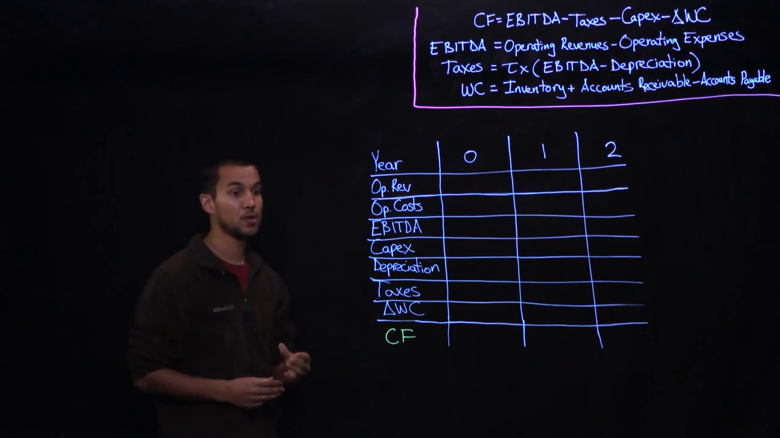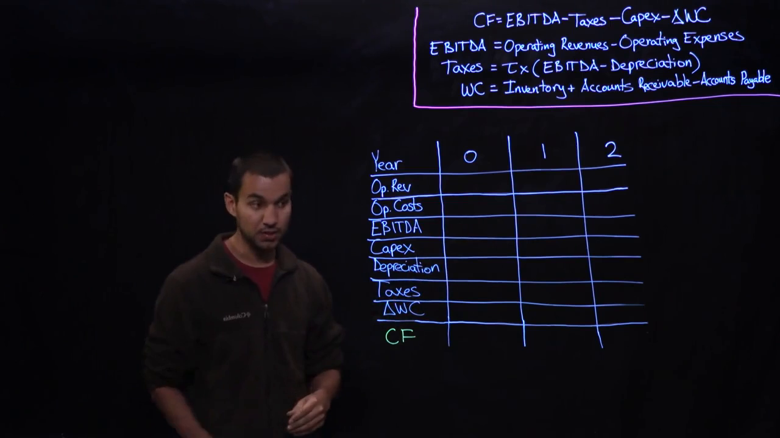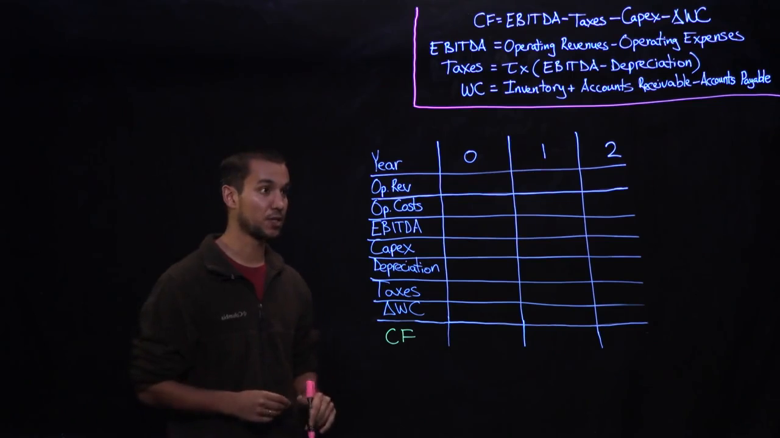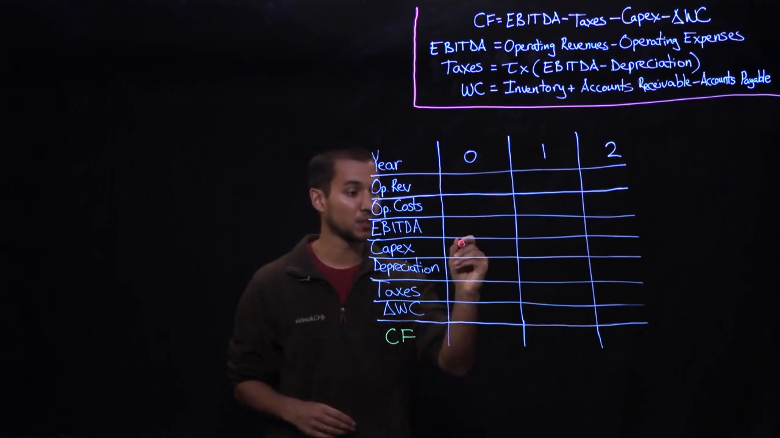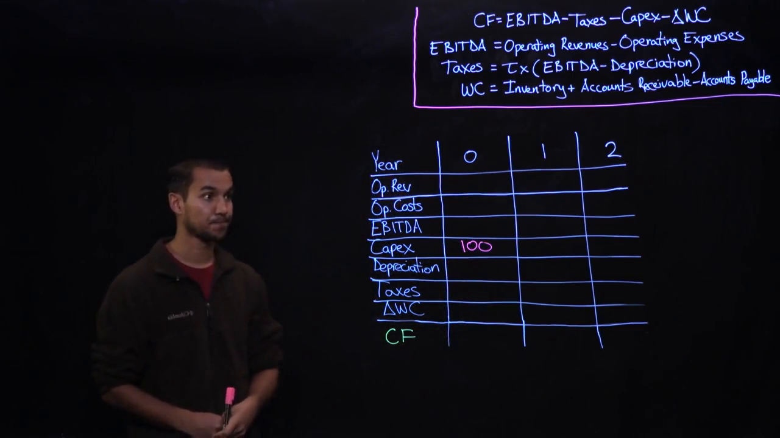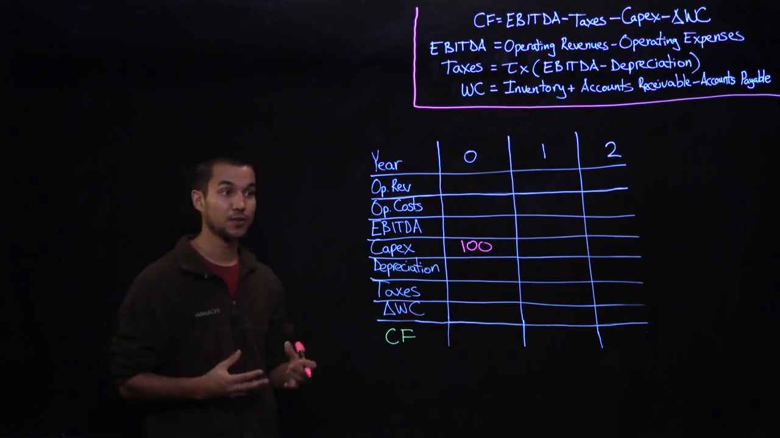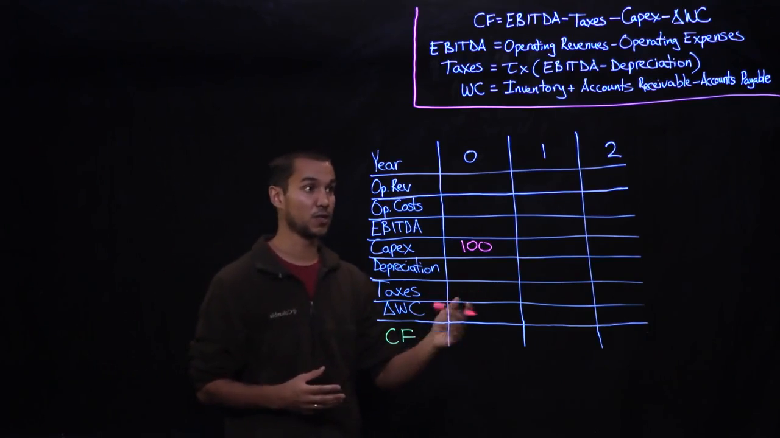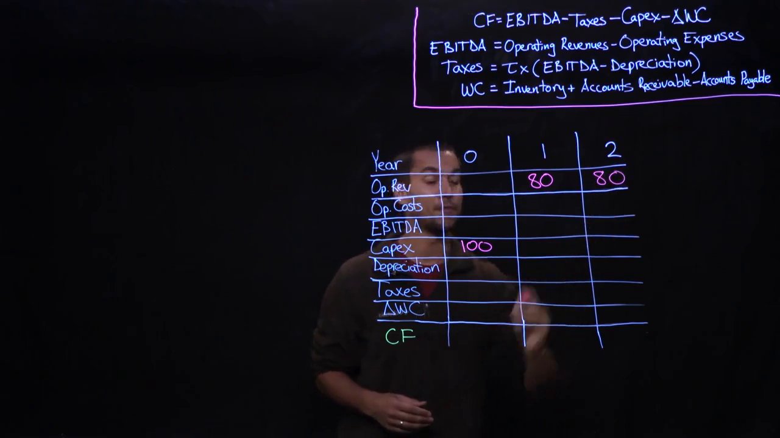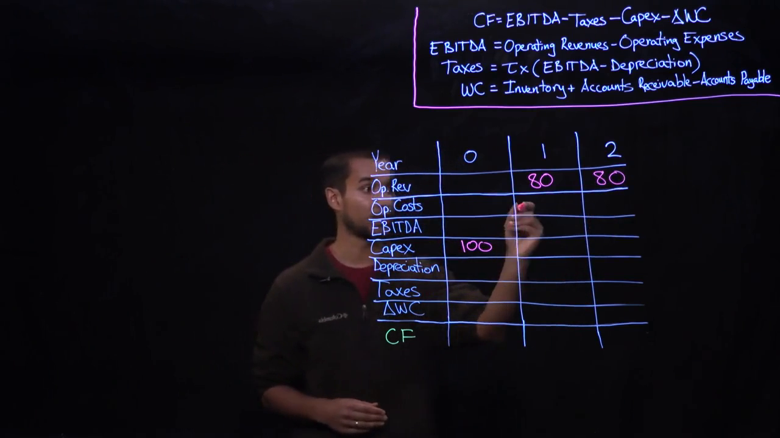So in our example, we have a company that's considering a 2-year project, and this project is going to require a $100 million upfront capital expenditure. So in this box, we can write $100 million. Now this project is expected to generate revenues of $80 million in years 1 and 2. And it's going to have operating expenses of $25 million each year.